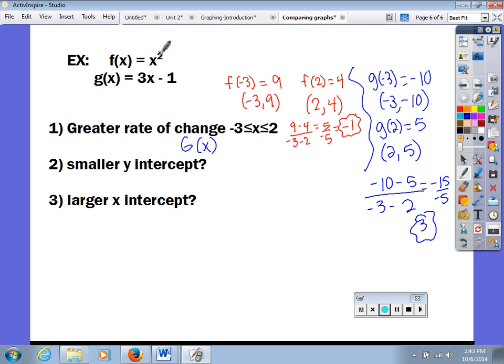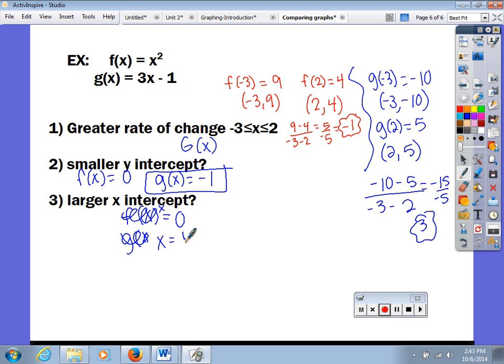How do I figure out the smaller y-intercept? Make x equal 0. So what would my y-intercept for f of x be? 0. What would my x-intercept be for g of x? So which one is smaller? g of x. How do I figure out my x-intercept? Make y 0. So if I put this equal to 0, what number squared gives me 0? 0. So your x-intercept is 0. If I put this equal to 0, and if you solved it out, what would you have? Oh, that shouldn't say f of x. What would we have? 1 over 3. So this one's bigger, g of x.